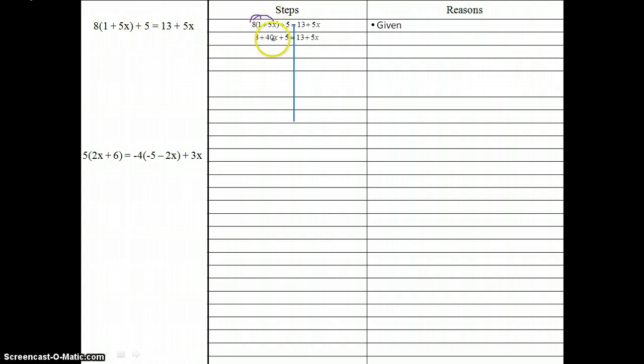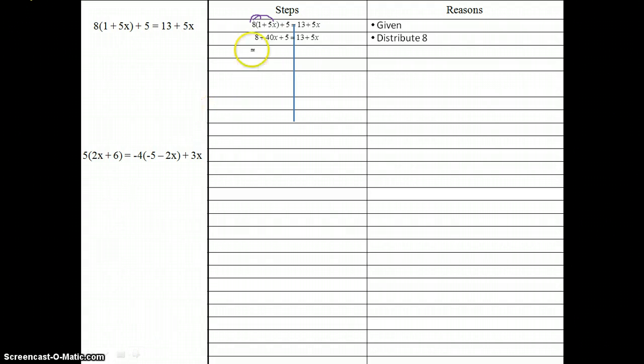8 times 5x, which gives us 40x. And then the plus 5 equals 13 plus 5x. So we distributed 8 on both sides, to the parentheses. Sorry about that. Now, your next step is, are there like terms?